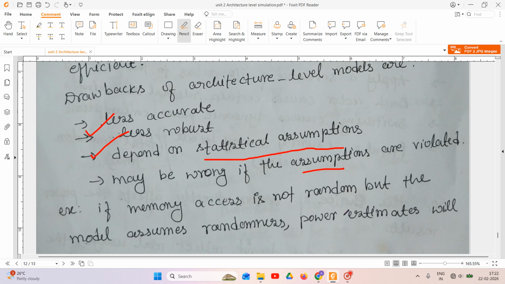I hope you are able to understand this concept. In the next video, I will discuss Monte Carlo simulation. From the exam point of view, it is very, very important. Thank you.